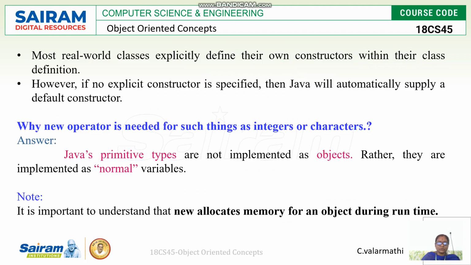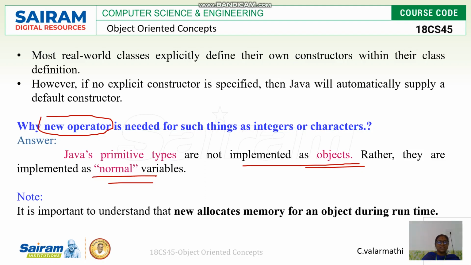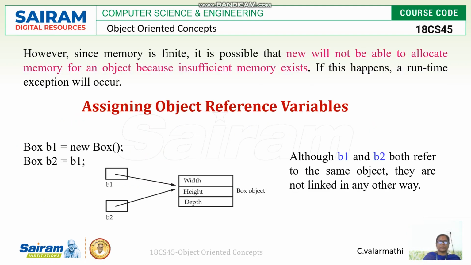Then what is the use of the new operator? Why do I have to use the new operator? Because Java's primitive types are not implemented as objects; rather they are implemented as normal variables. So we should use the new operator to allocate the memory of an object during runtime. During runtime, we should use the new operator, that is essential.